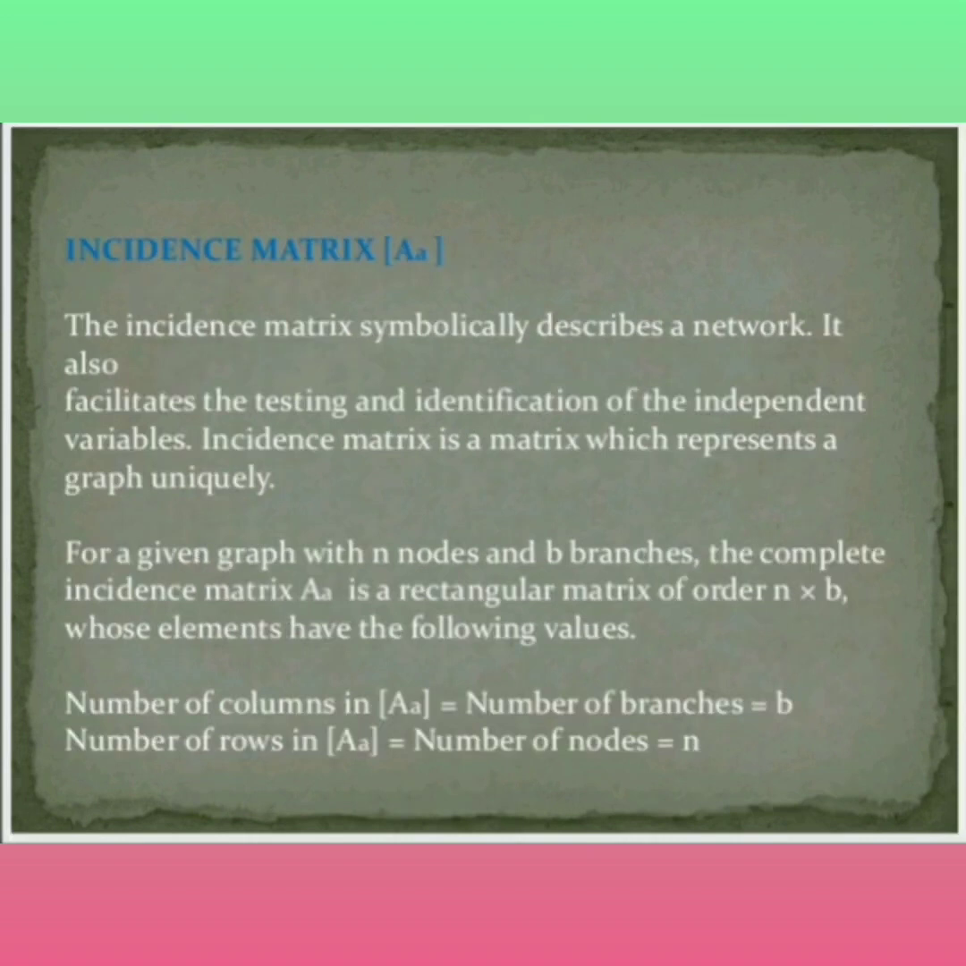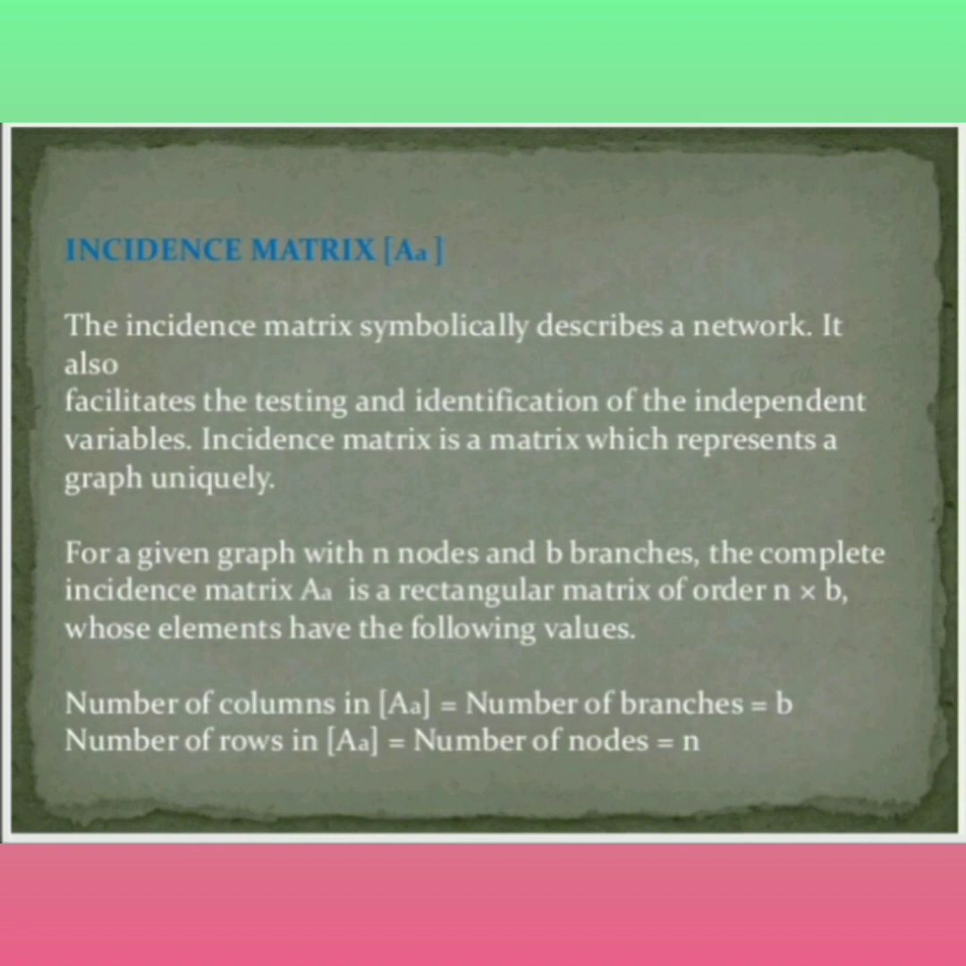Incidence matrix. The incidence matrix symbolically describes a network. It also facilitates the testing and indication of the independent variables. An incidence matrix is a matrix which represents a graph uniquely. For a given graph with n nodes and b branches, the complete incidence matrix A is a rectangular matrix of order n cross b, whose elements can have the following values.